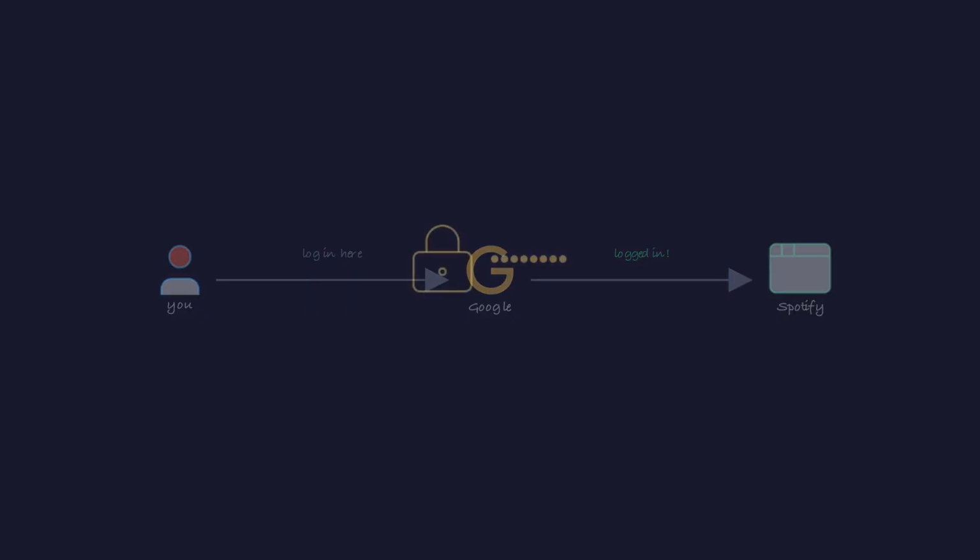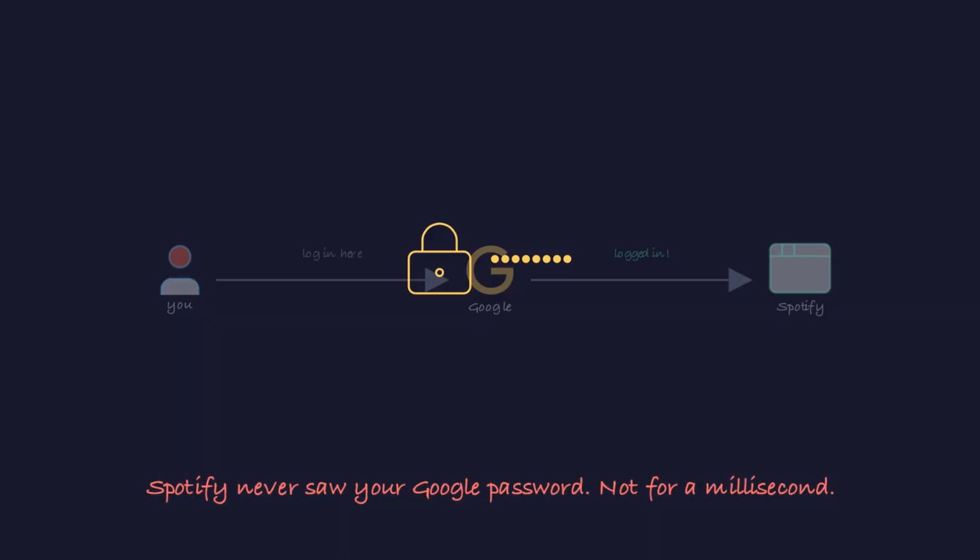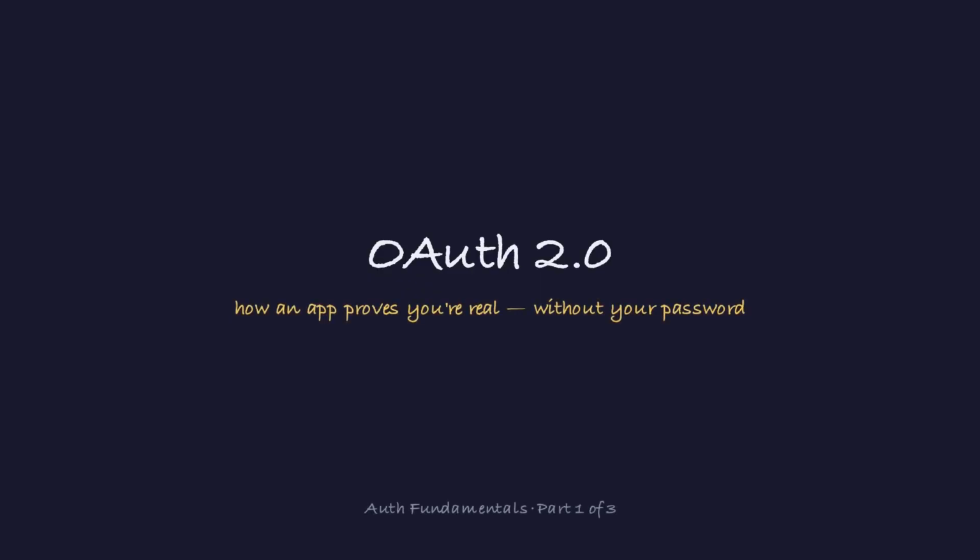But here's what's wild. Spotify never saw your Google password. Not even for a millisecond. It never touches it. So how does Google tell Spotify this is a real user, trust them, without handing over the password? That's OAuth 2. And this is part one of a three-part series on authentication.